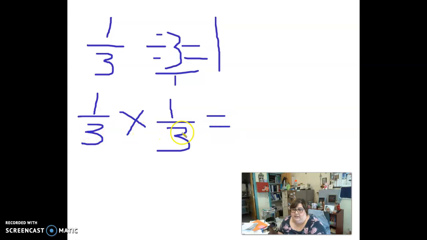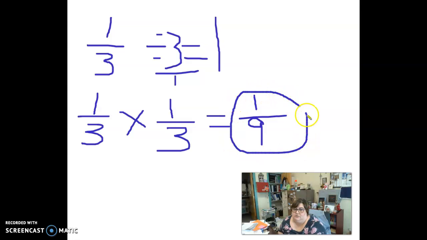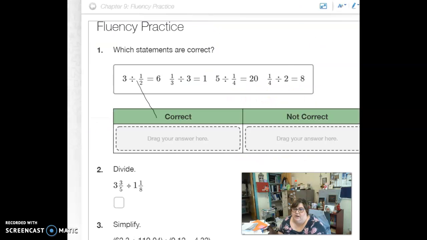And then once you get here for fractions, you don't have to find a common denominator or anything like that. All you do is multiply straight across. So 1 times 1 is 1. 3 times 3 is 9. So 1/3 divided by 3 would be 1/9. So that is not correct. So you would move this one into the box that says not correct.